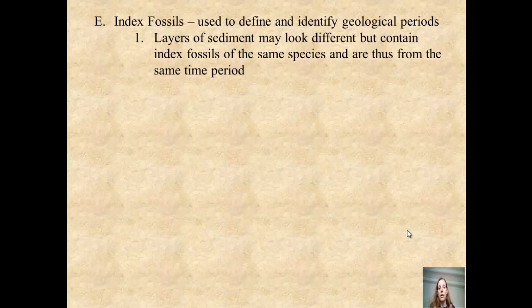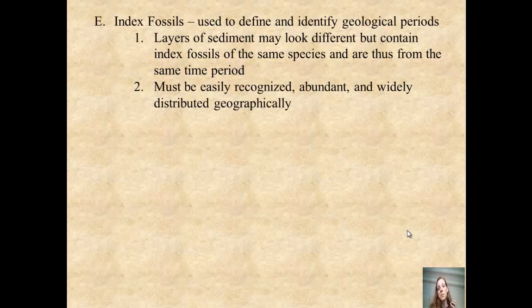So if you remember the layers of the Grand Canyon, that image that we saw at the beginning of this lecture, sometimes one layer can look quite different because it's composed of different minerals. But if fossils are examined from that same layer and the species that are fossilized in those layers are determined to have existed during the same time period, then scientists know that that layer is from the same time period, even though it's composed of different elements.